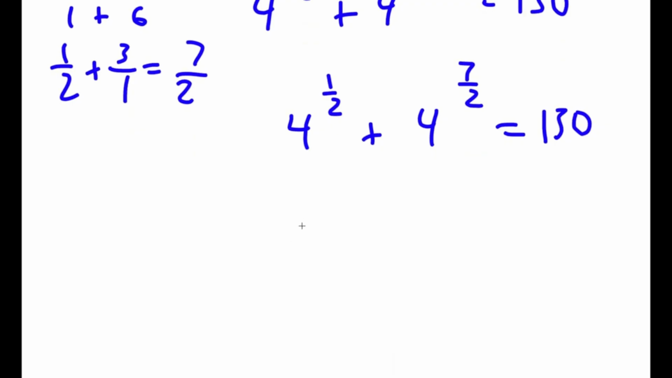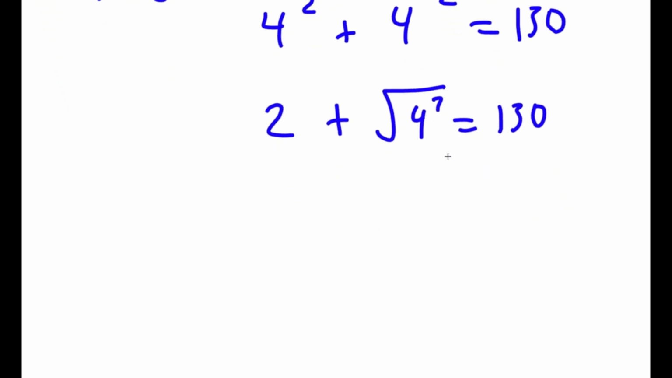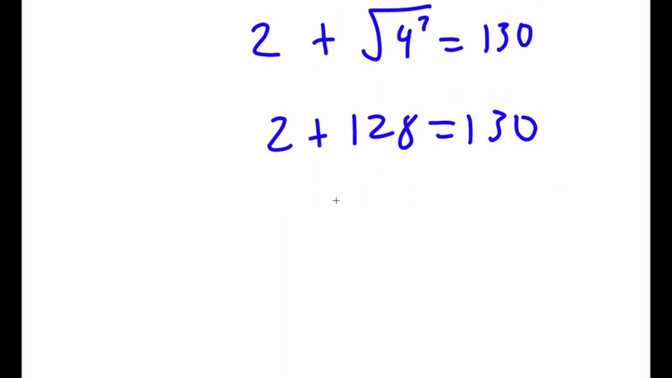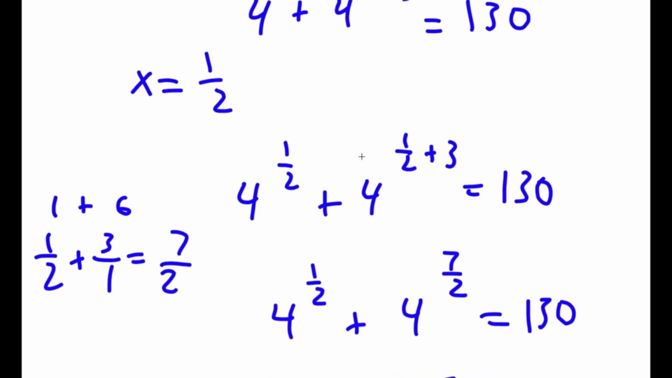Now 4 to the power of 1/2, this is the same thing as the square root of 4, which is actually equal to 2. So I have 2 plus, now 4 to the power of 7 over 2, this is the same thing as the square root of 4 to the power of 7. And the square root of 4 to the power of 7, that's going to equal 128. So I have 2 plus 128 is equal to 130, which is equal to 130, meaning our solution is right.